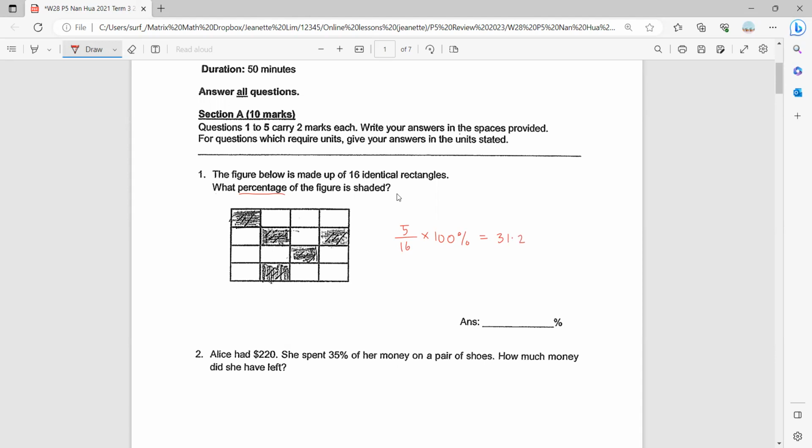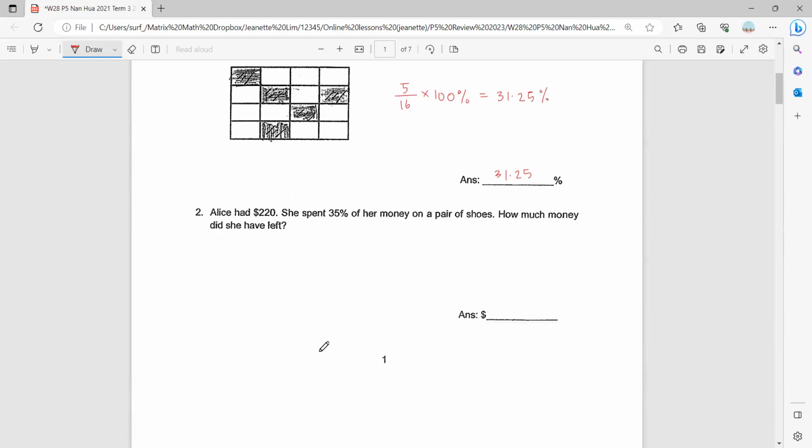You'll get 31.25%. Okay, so that's the answer. Question 2. Alice had $220. She spent 35% of her money on a pair of shoes. How much money did she have left?